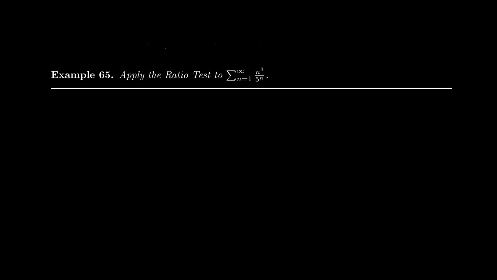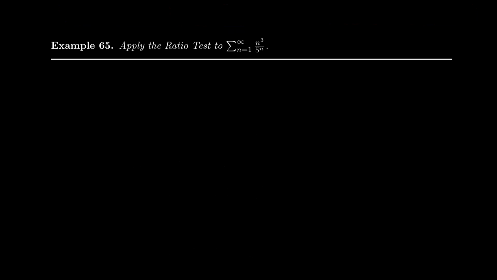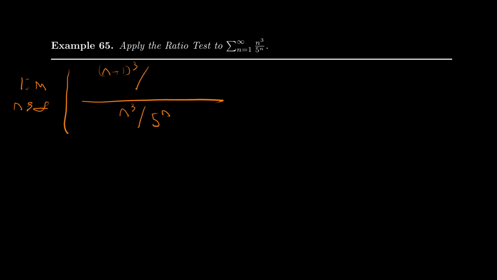Now, pause and try this one. Pause and try it. All right, let's move on. The limit as n goes to infinity of the absolute value of, on the bottom, we have n cubed over 5 to the n. On the top, we have n plus 1 cubed over 5 to the n plus 1.